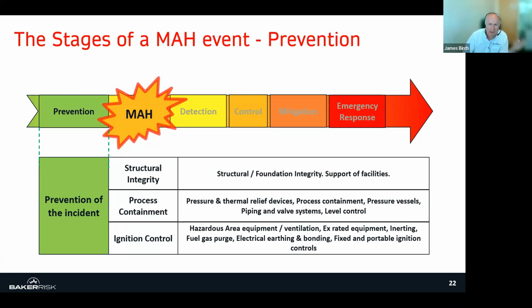And then, as most of us are handling flammables here, how do we stop them igniting? The difference between a pool of liquid hydrocarbon and a burning pool of liquid hydrocarbon is totally different. So these are hazardous area classification, ventilation, static protection. So these are all things we do, and there are more than these examples to try and prevent incidents happening.